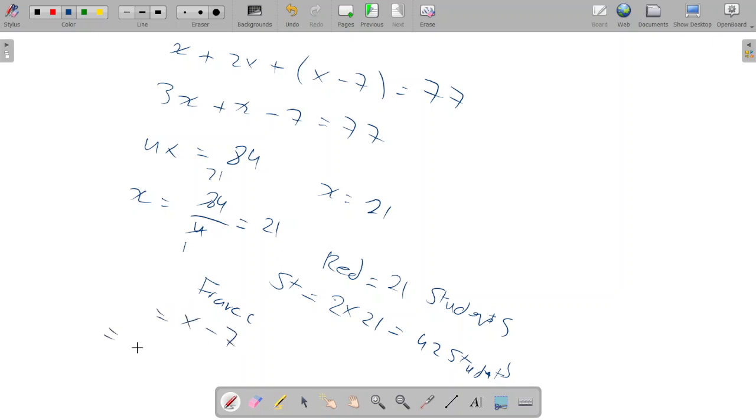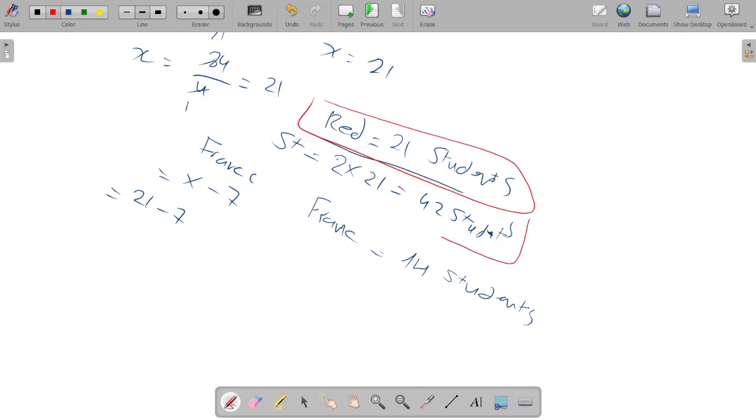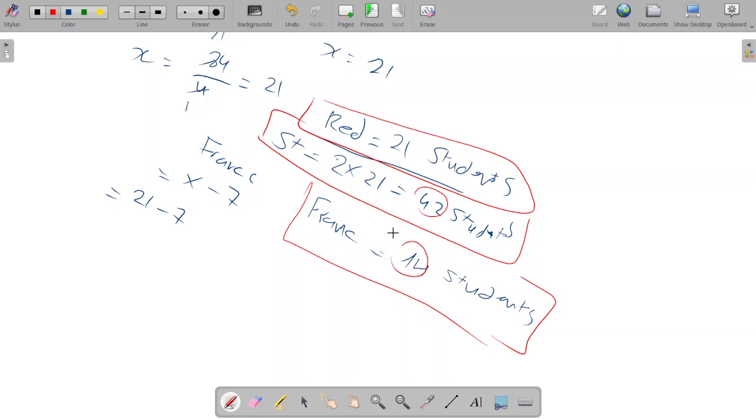It means that they sent a number of students equal to 21 minus 7, which means that Francis sent 14 students. So that's the request of the problem. The first school sent 21 students. The second school sent 42 students. And the third one sent 14 students.